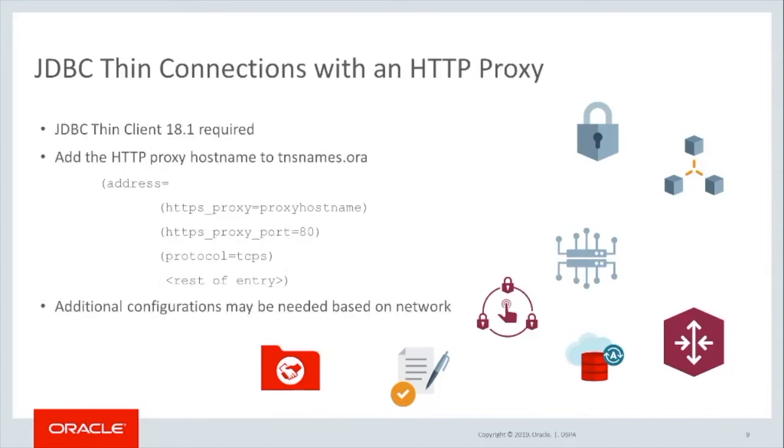If you need to use the HTTP proxy to get to your Autonomous Data Warehouse, then you will need to edit the tnsnames.ora file and add the parameters https_proxy and https_proxy_port. This will also require a JDBC Thin Client 18.1 or higher.